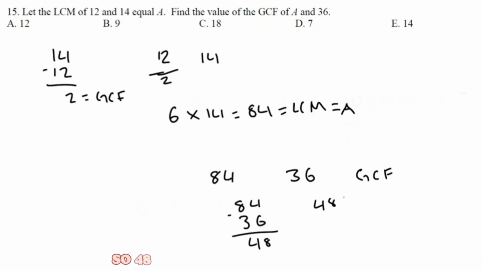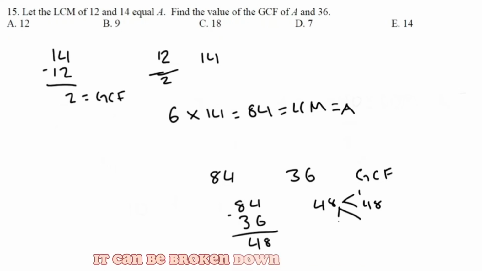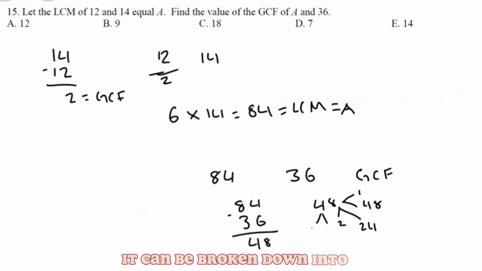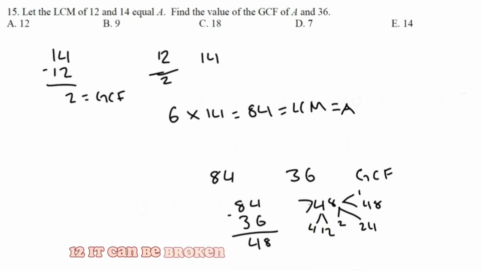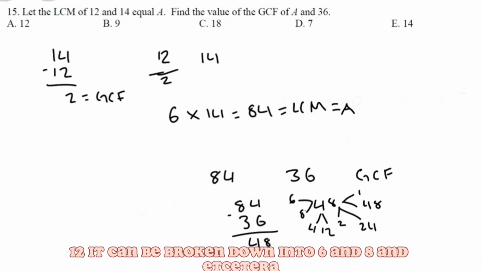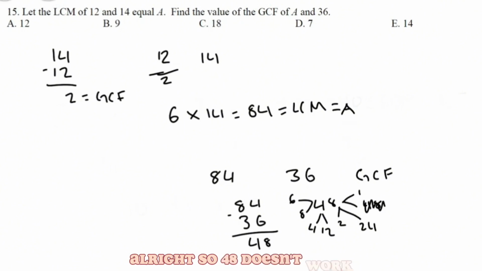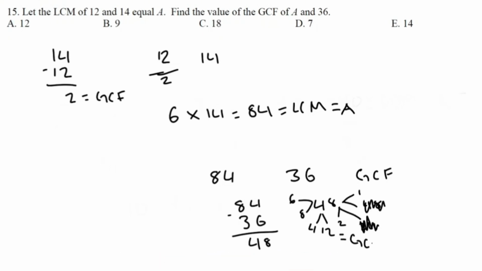So 48 can be broken down into 1 and 48. It can be broken down into 2 and 24, into 4 and 12, and into 6 and 8, and so on. Alright, so 48 doesn't work. 24 doesn't work either. It doesn't go into 36 or 84. So the next biggest is 12. 12 goes into 36 3 times, and 12 goes into 84 7 times. So that's your GCF. And that's your answer.